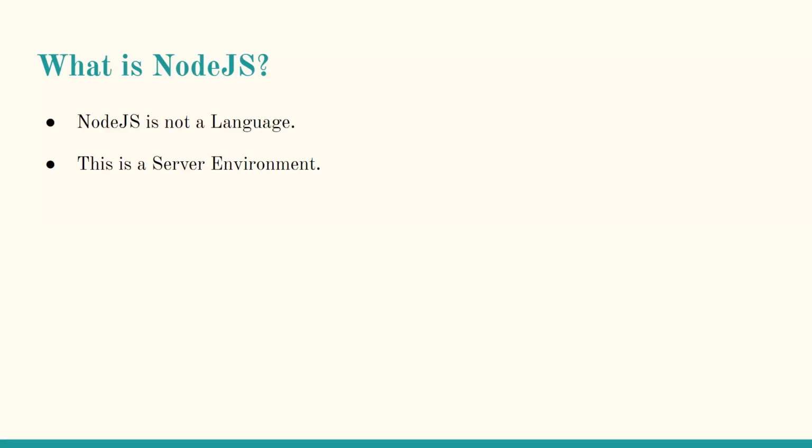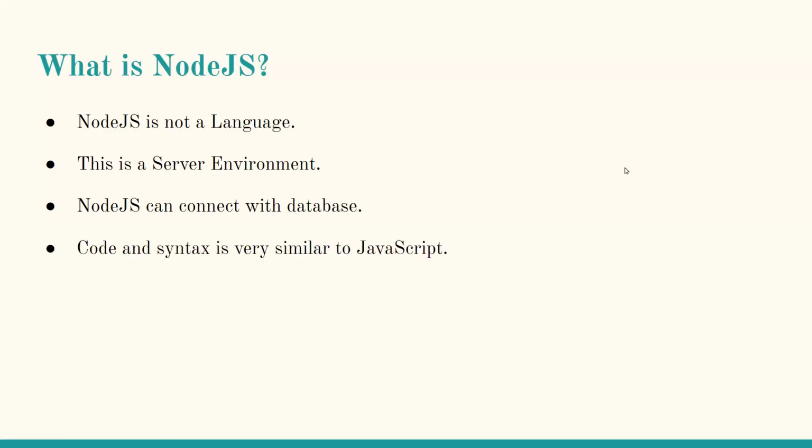With Node.js, we can create APIs, we can connect with the database, we can handle the file system and a lot of things. But as I told you, in Node.js, we internally use JavaScript. So the code syntax and code base is very similar to JavaScript, but not exactly the same because, as we can see, it has some extra features like database connection, APIs and file system.